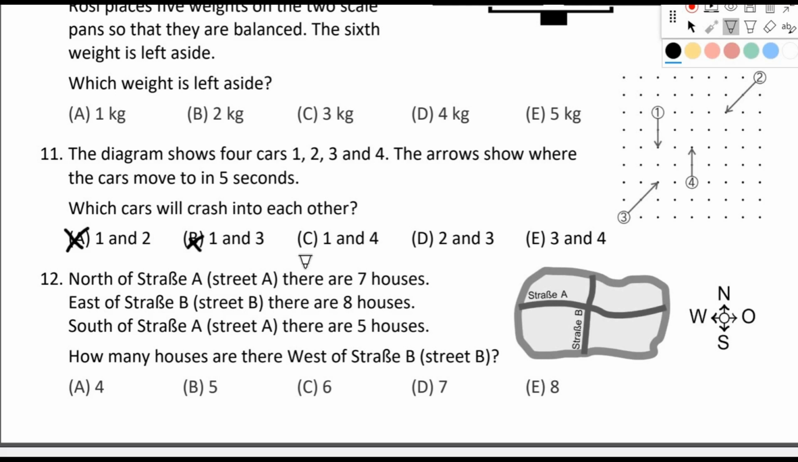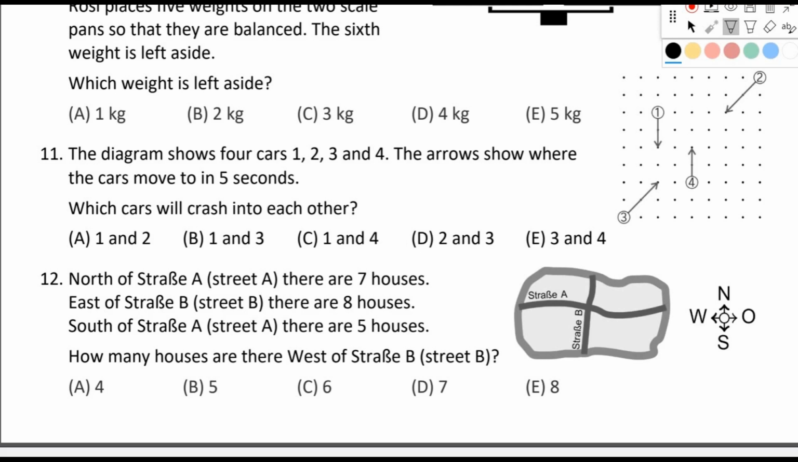Cars 1 and 4 are going parallel to each other, so they will also not crash into each other. About 2 and 3, perfectly. Cars 2 and 3 are in the same line, so they will crash into each other according to the information. So for the 11th question, the answer is cars 2 and 3 will crash into each other if they move in the given direction on that dotted plane.